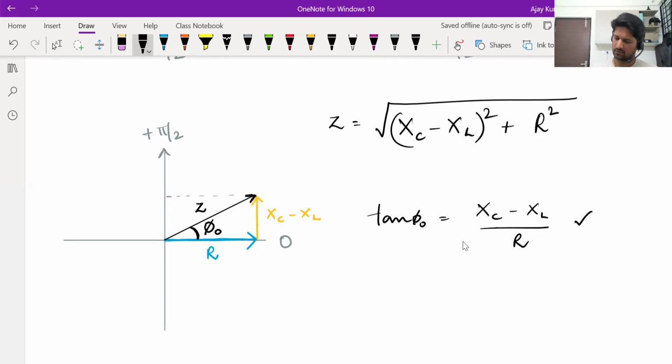And not only tan phi naught, you can write cos phi naught. Cos is adjacent by hypotenuse, R divided by Z. You can even take sin phi naught if you are comfortable with that. Opposite by hypotenuse, XC minus XL divided by Z.